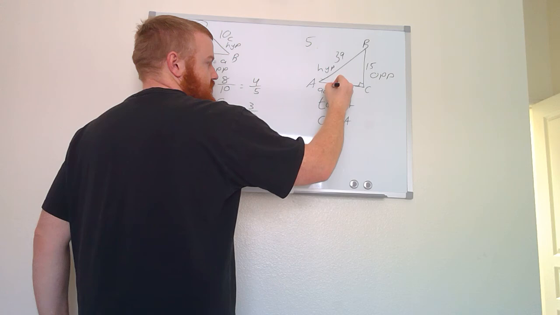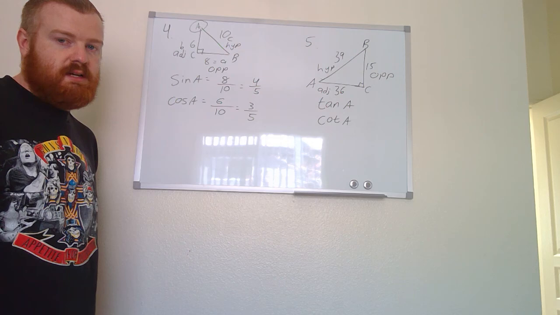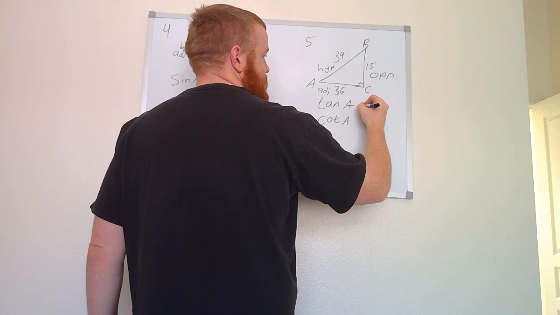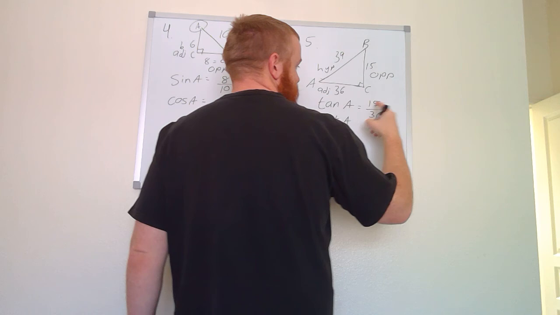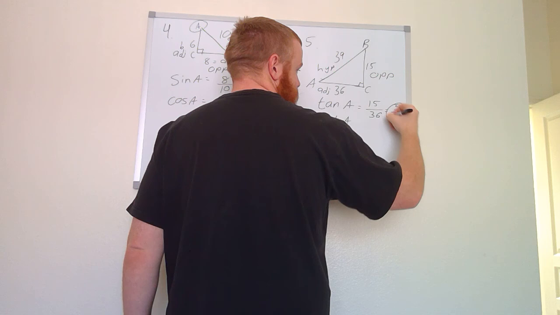So tangent, that's that last part, TOA in SOHCAHTOA. So T-O-A, tangent is opposite over adjacent. So the opposite is going to be 15. The adjacent is going to be 36. So now from here we simplify. Both of these are going to be divisible by 3. So 15 divided by 3 gives us 5. 36 divided by 3 gives us 12. So 5 over 12.